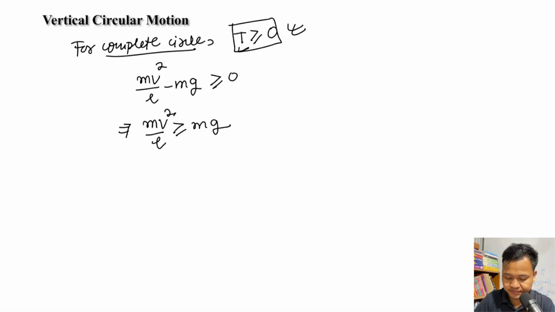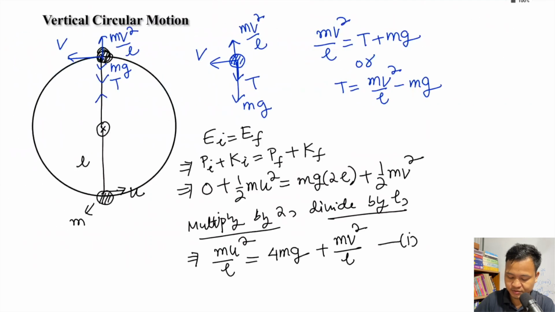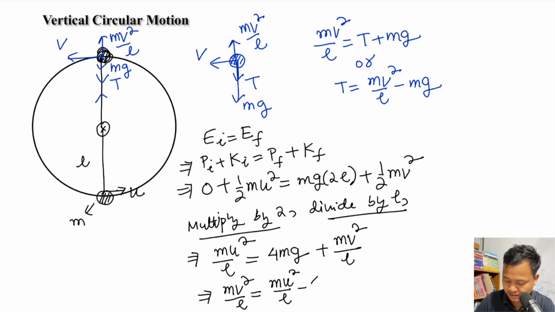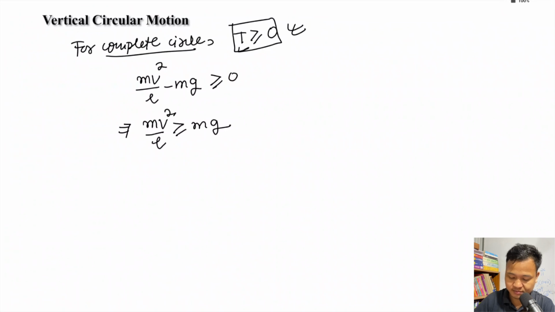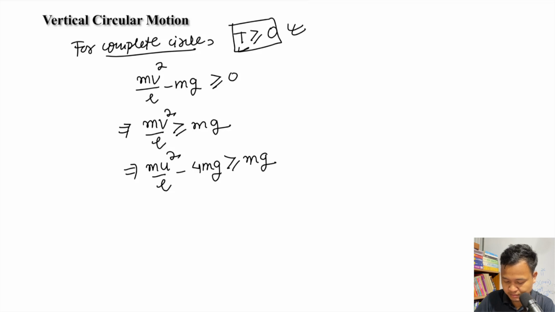So rewrite this one. From equation number 1, mv square divided by L is equal to mu square by L minus 4mg. So this is the value. You put this value here: mu square by L minus 4mg. Okay, so you'll have here mu square divided by L minus 4mg should be greater than or equal to mg.